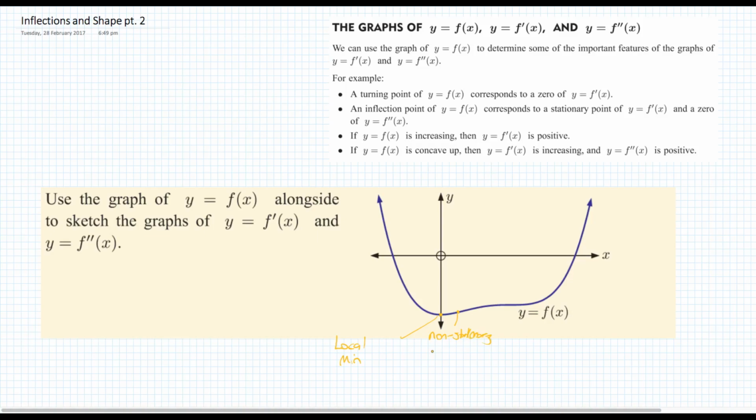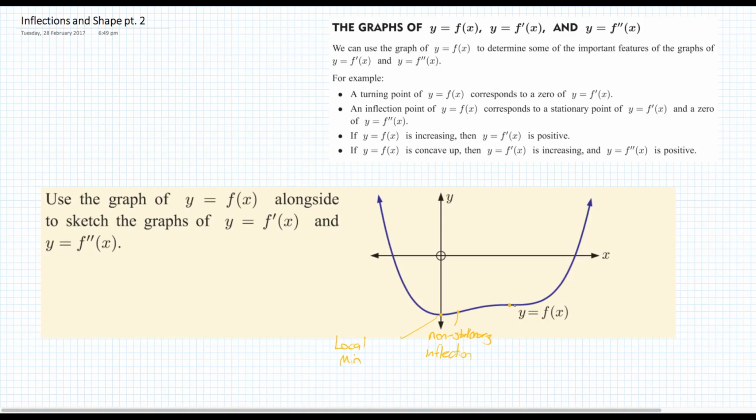Non-stationary inflection. Alright, it seems though we might have another one over here somewhere. I'm going to say it's about there. And the reason for that is, this seems to level off, so it looks like the slope is decreasing at this function, and then after this point it seems like it's starting to increase again.